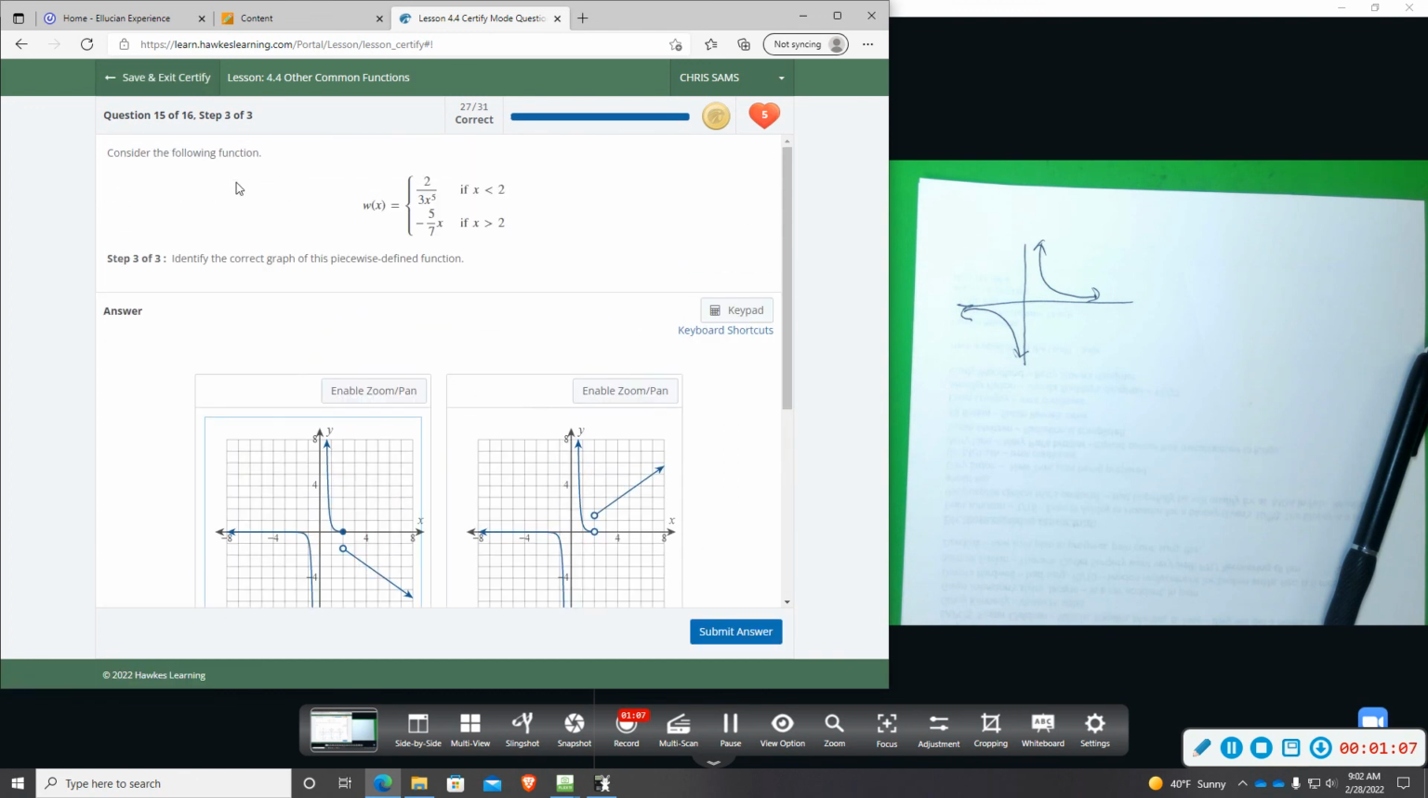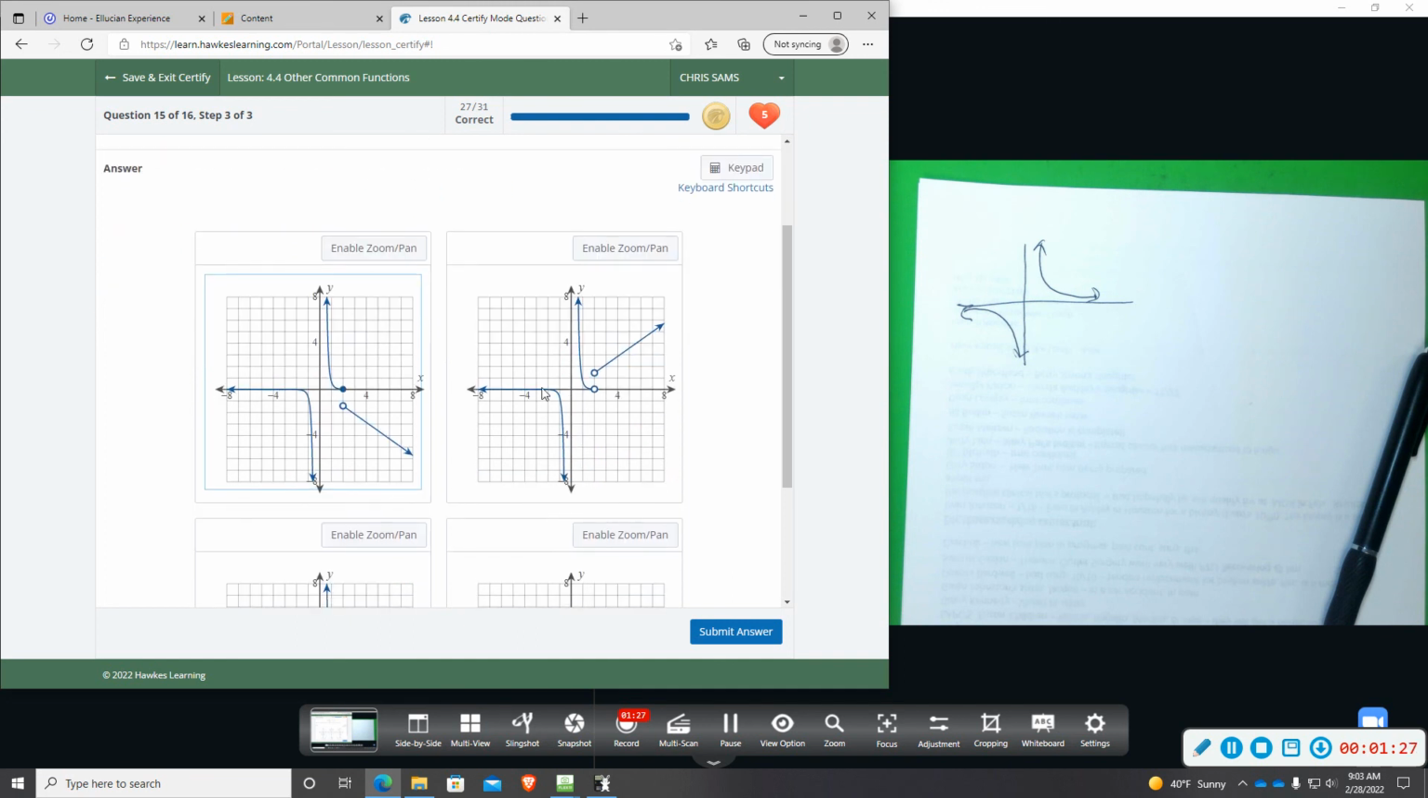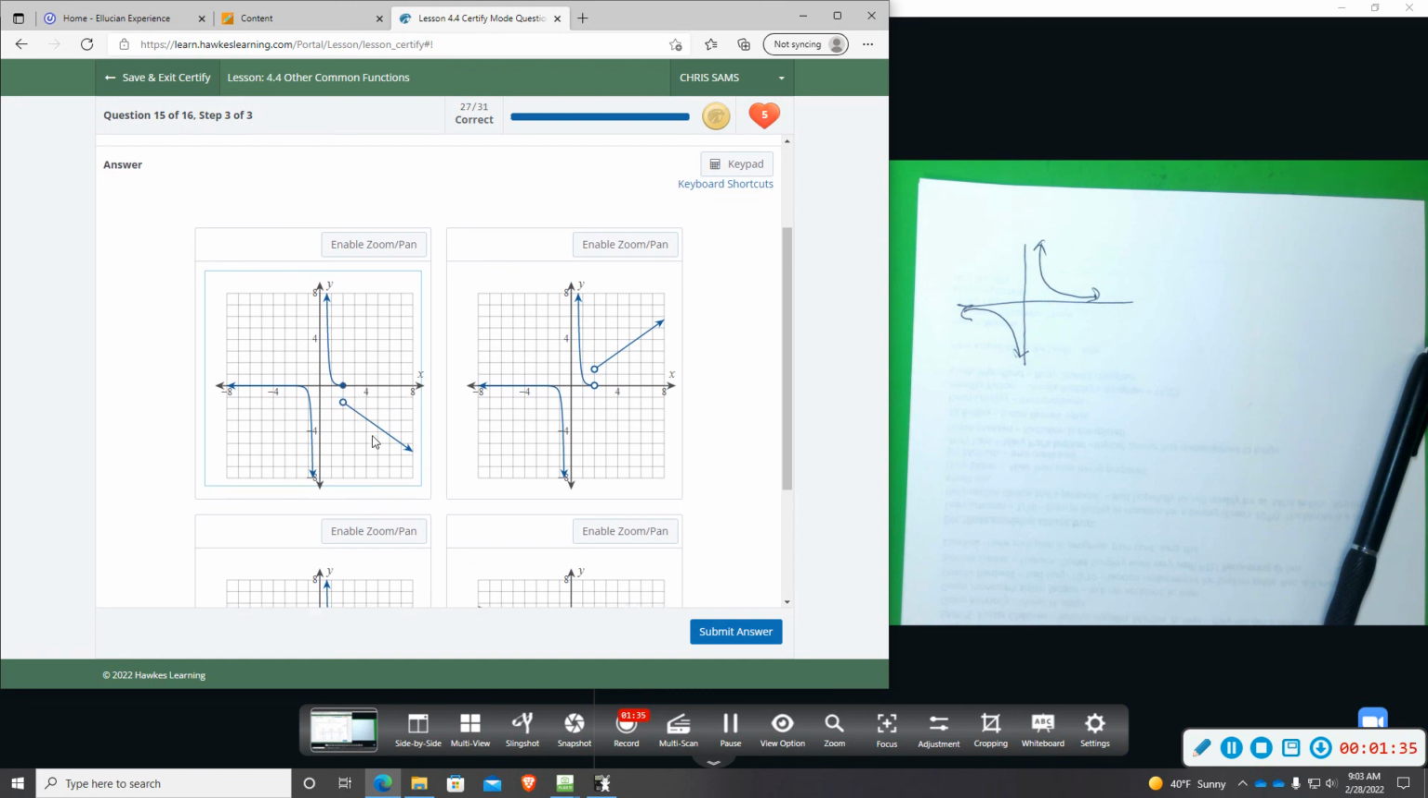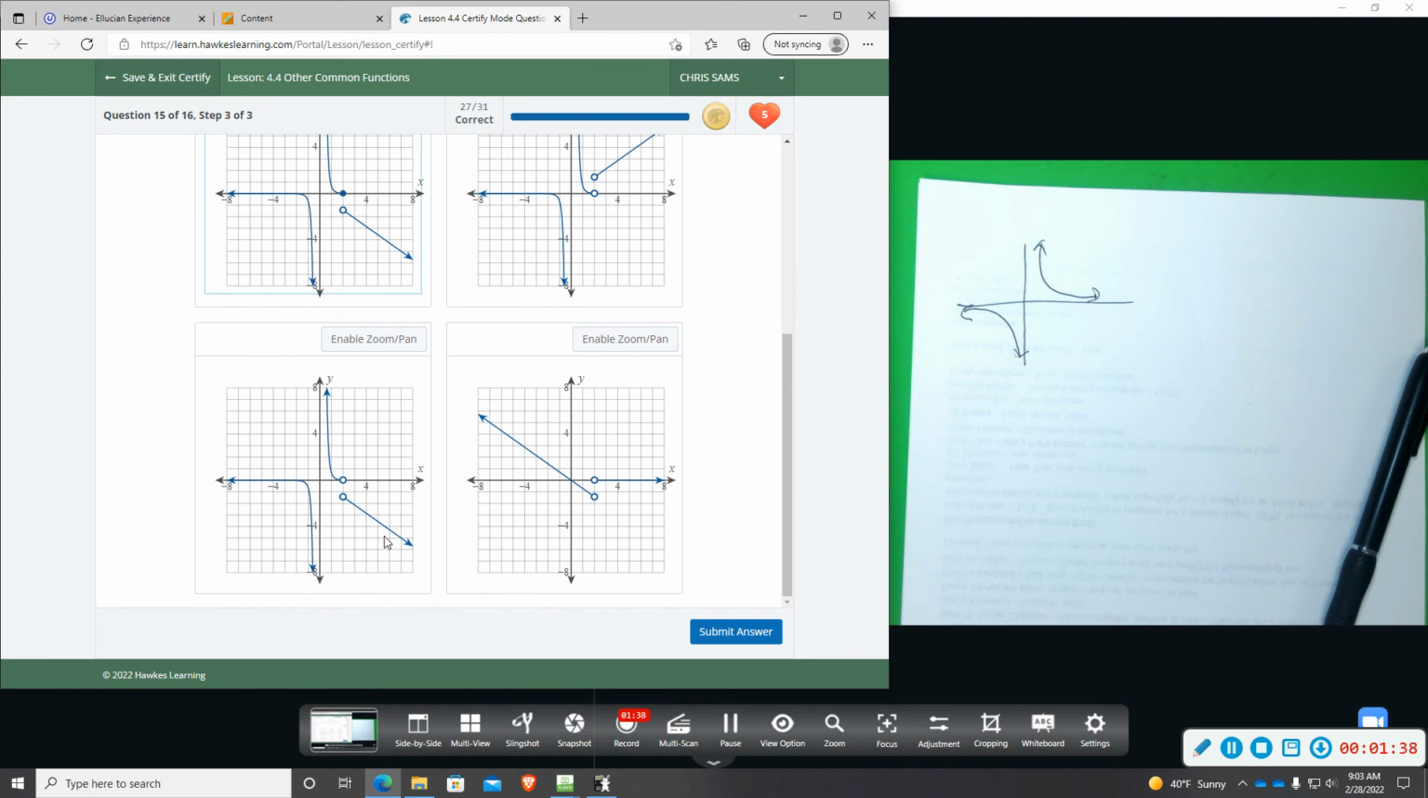And then finally we want to identify the graph. Okay, so this one is only valid for x is greater than 2. So if I were to plug in 2, I would not get a value because it cannot be equal to 2. So it would be an open circle from 2 and going downward. So this one does not match. This one looks pretty close. 1, 2, 3, 4. So just going in a downward line, that one looks pretty close. And so does this one. Okay. So now we have to pick between, let's say, A and C.